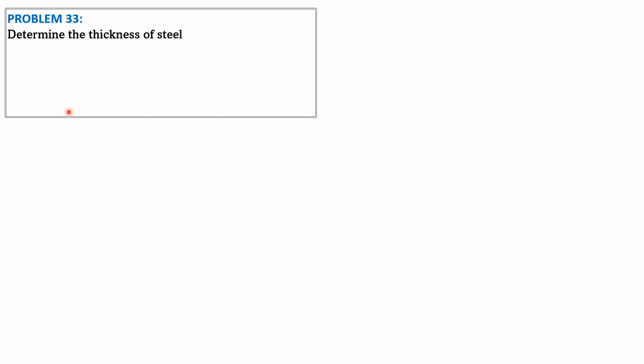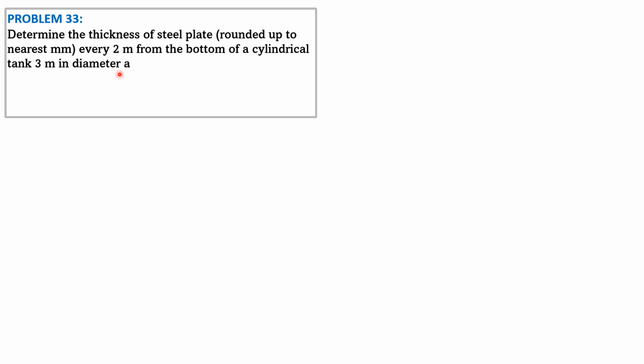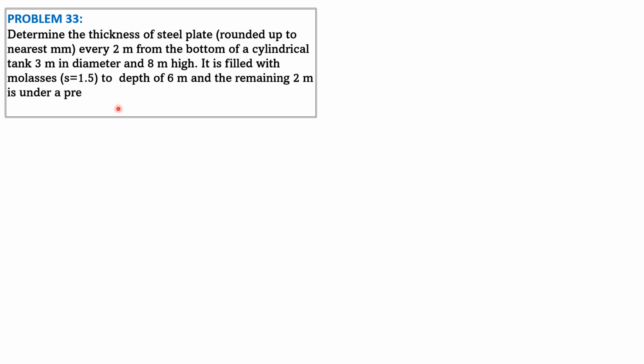Determine the thickness of steel plate, rounded up to the nearest millimeter, every 2 meters from the bottom of a cylindrical tank, 3 meters in diameter and 8 meters wide. It is filled with molasses of specific gravity 1.5 to a depth of 6 meters, and the remaining 2 meters is under a pressure of 60 kilopascals. The allowable tensile stress in the steel is 60 megapascals.